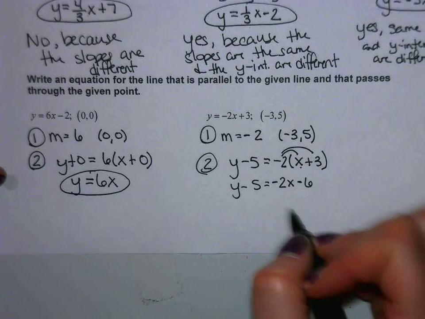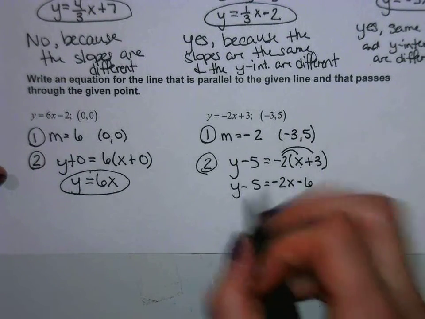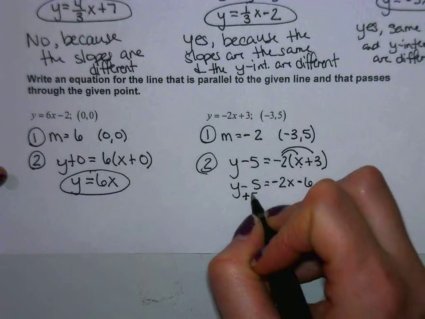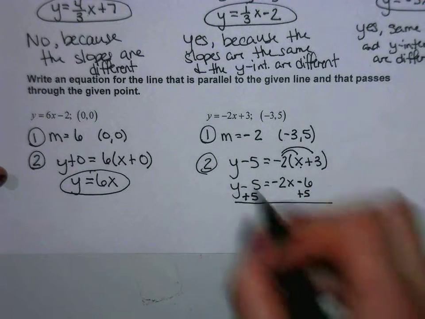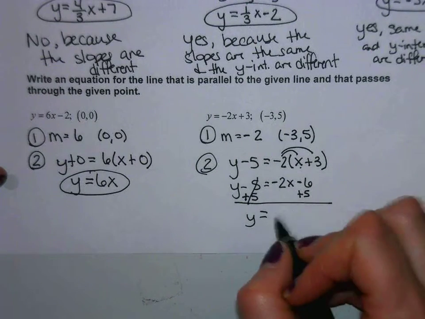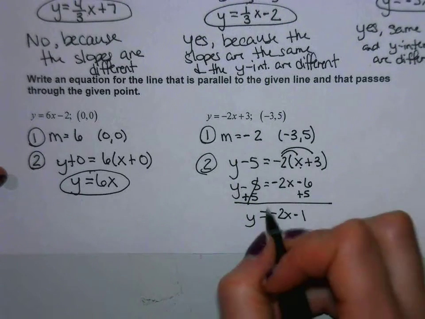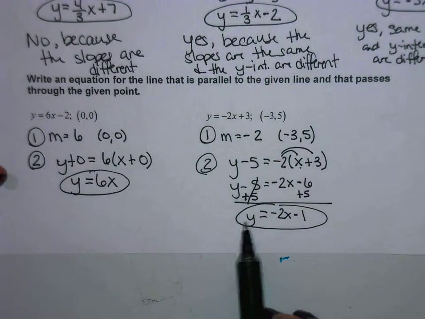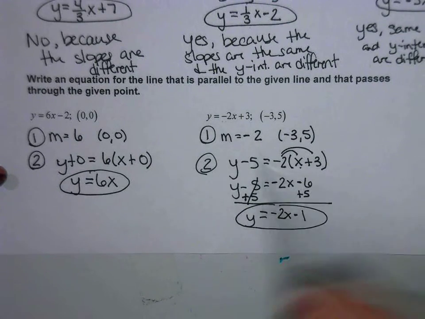So our last step, to get in slope-intercept form, is to make sure our y is by itself. So instead of subtracting 5, we add 5 to both sides of our equal sign. So we're left with y, these become 0, equals negative 2x, and negative 6 plus 5 is a negative 1. So we know this equation is going to be parallel to that because we have the same slope, but different y-intercepts.